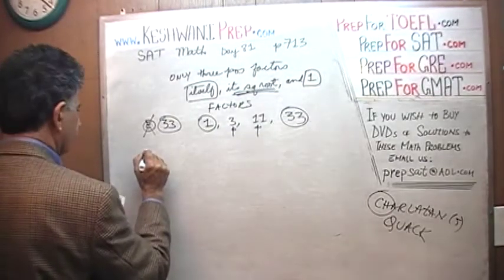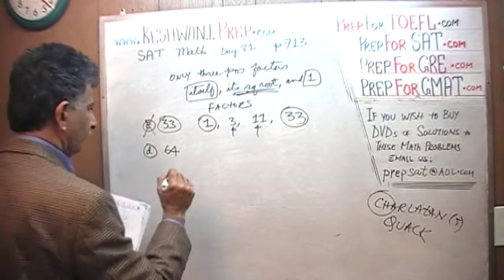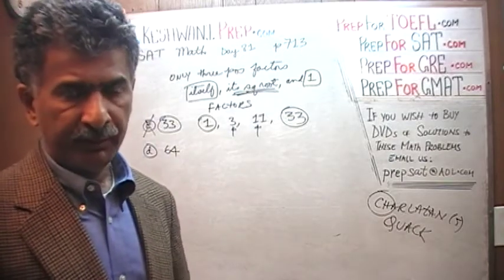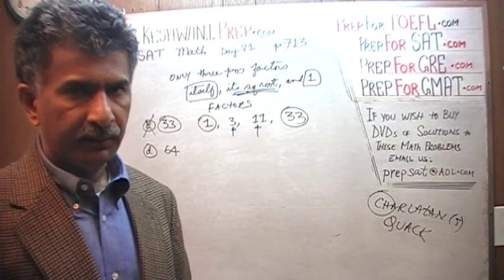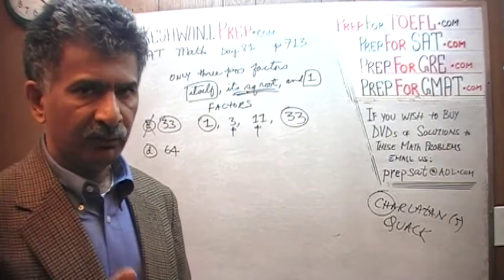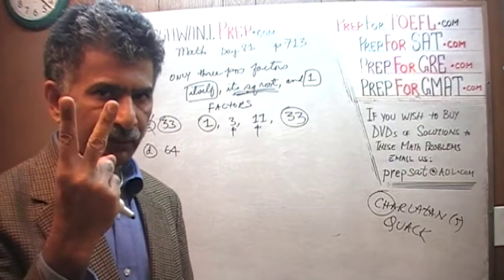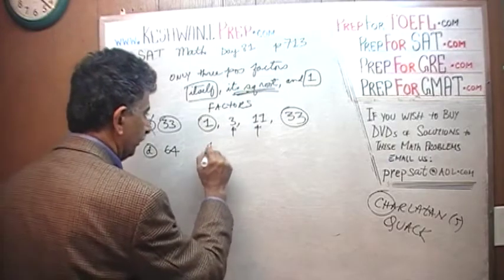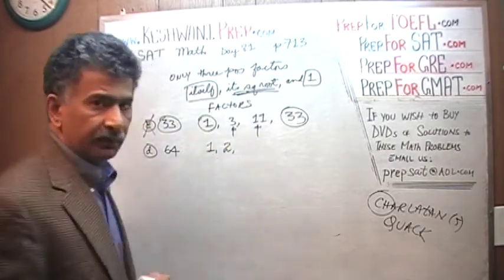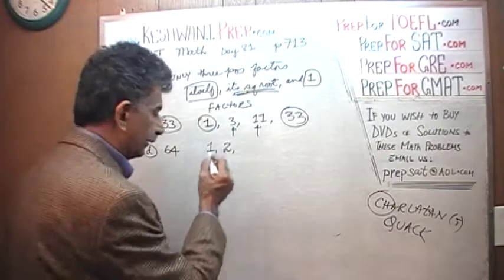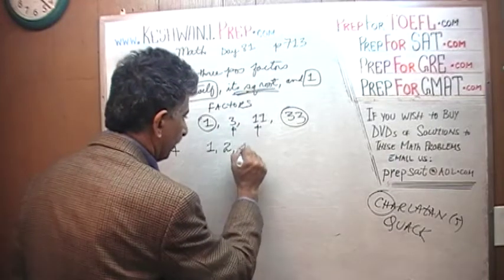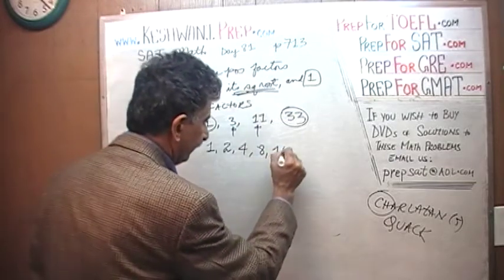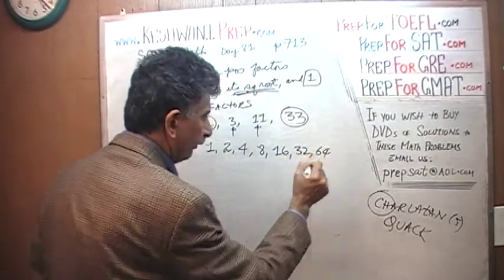64. 64 is a tricky one because it has several factors, and therefore you can tell right away that it will not qualify. We're looking for a number that has only 3 factors: 1, itself, and its square root. What are the factors of 64? 64 can be divided by 1. It can be divided by 2, by 2 squared, by 2 cubed, by 16, by 32, and of course itself.